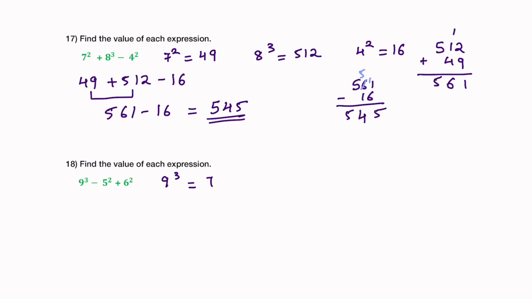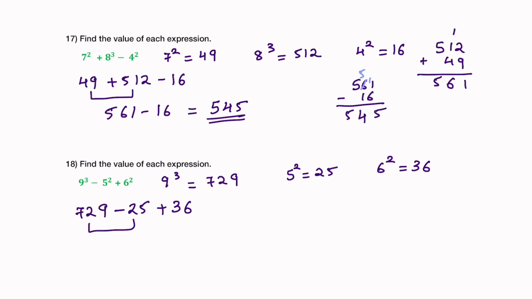So that's 729. 5 square is 25 and 6 square is 36. So 9 cube is 729 minus 5 square is 25 plus 6 square is 36. So I will do this first.